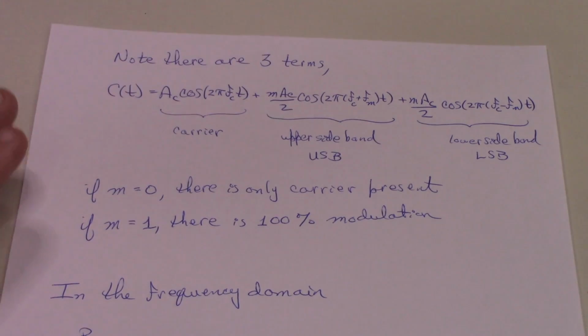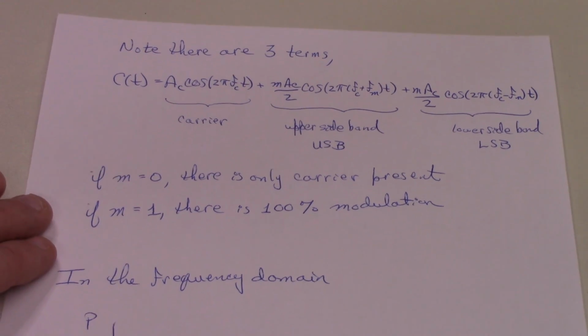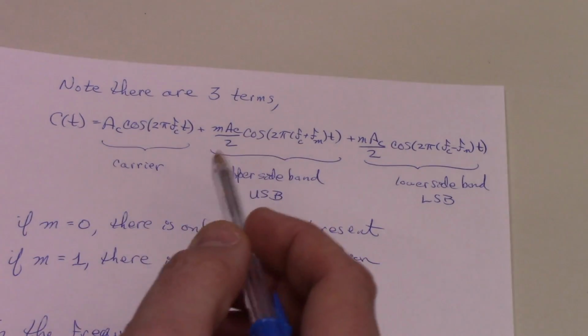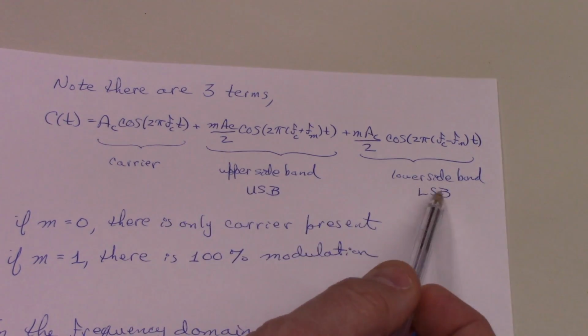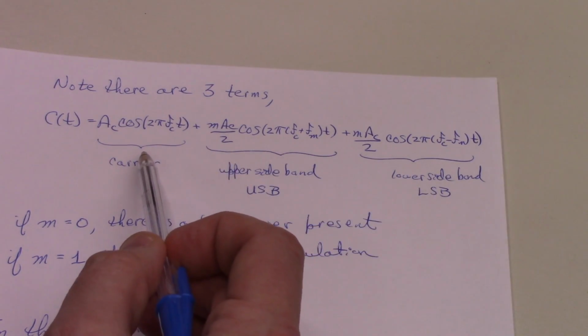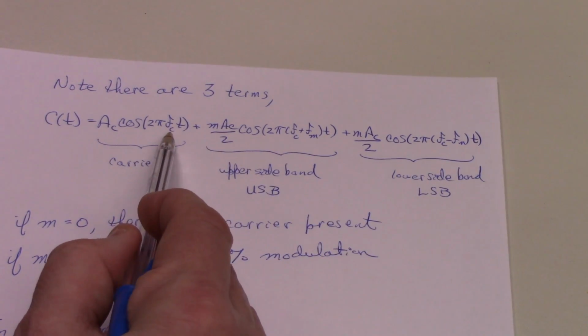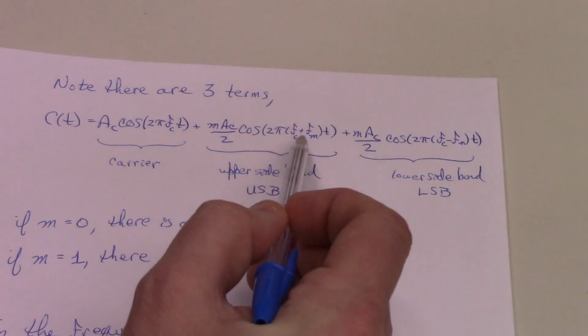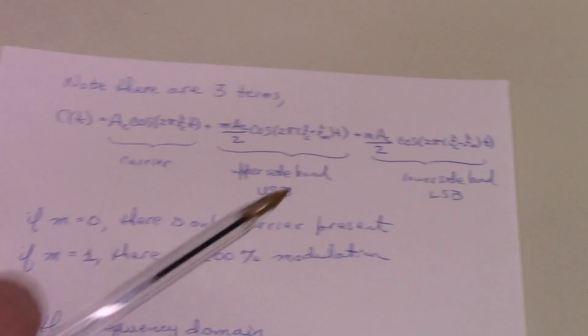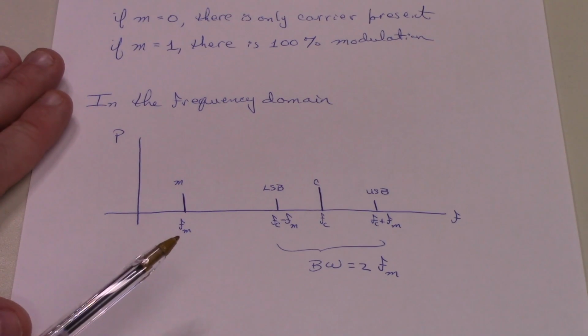So what does this look like in the frequency domain? Well, you could kind of guess what it looks like. You could imagine there's going to be 3 spikes. They're going to be monochromatic spikes because these are discrete frequencies, f sub c, and then a sum and a difference frequency. And in fact, that is what it looks like.